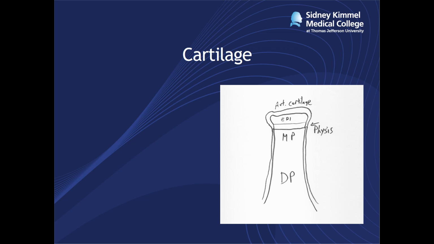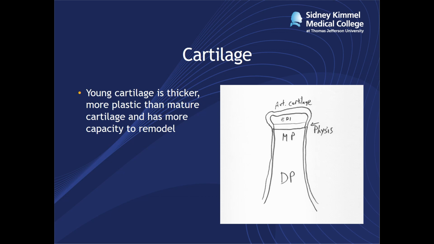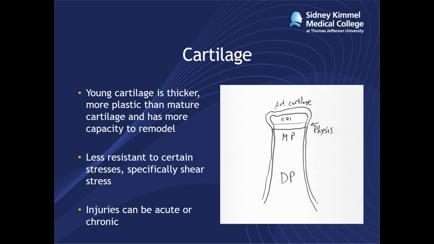So we're looking here at the articular surface. Younger cartilage is thicker, more plastic than mature cartilage, and has a capacity to remodel. But despite that, it's susceptible to certain stresses, especially shear stress. Injuries can be acute or chronic, and I'll just show an example that's kind of both in the upcoming example.